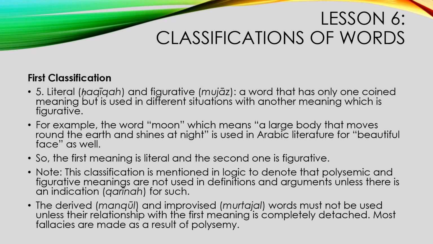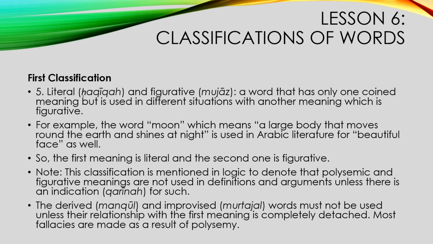Number 5, we have literal or haqiqah and figurative, or what we call mujaz. It means a word that has only one coined meaning but is used in different situations with another meaning, which is figurative. For example, the word moon, which means a large body that moves around the earth and shines at night, is used in Arabic literature for a beautiful face as well. So the first meaning is literal and the second one is figurative.